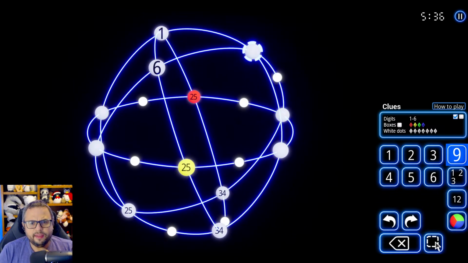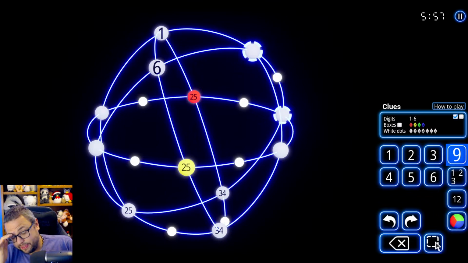Okay, so this white dot, what can it actually be? This white dot can't be 3, 4 for sure, because there is a 3, 4 on this region. So if it's 4, it's a 4, 5. Okay, it can't be 5, 6. So this is either 4, 5, or 1, 2, or 2, 3.